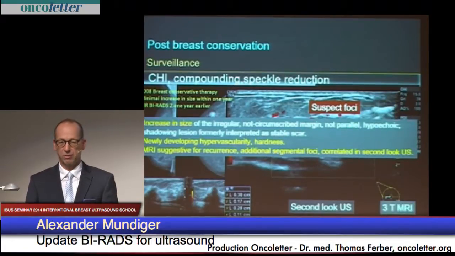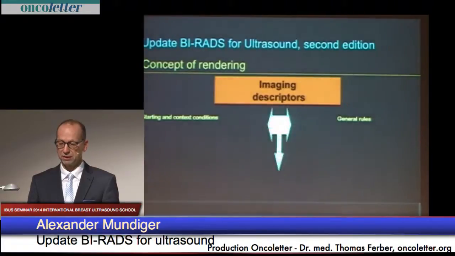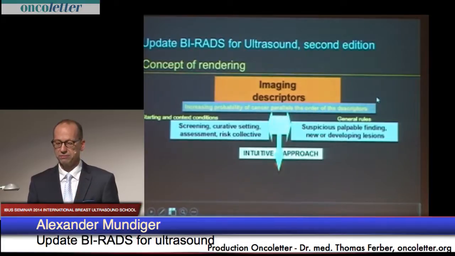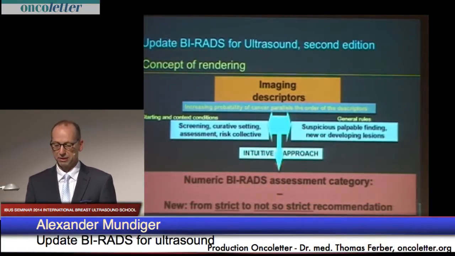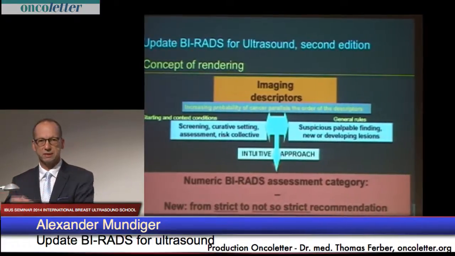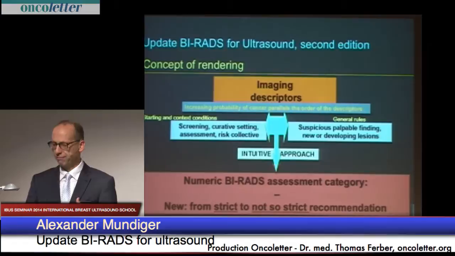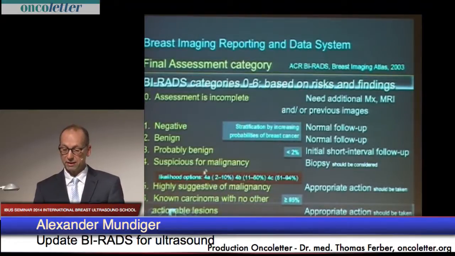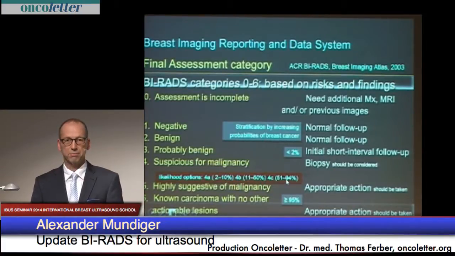And here are again our descriptors, and what has also changed. We had a course of rendering, starting with the imaging descriptors, then adding context conditions or general rules, and then on a very intuitive approach come to the numeric BI-RADS assessment category. But now it's not so strict, the recommendation. It was very strict before, short time follow-up, BI-RADS 3, 6 months. Now you have more flexibility if you're familiar with the system. And we have now the frequencies for BI-RADS 4A, it's up to 10%, 4B, up to 50%, and 4C, up to 94%, that are now stated in this version.